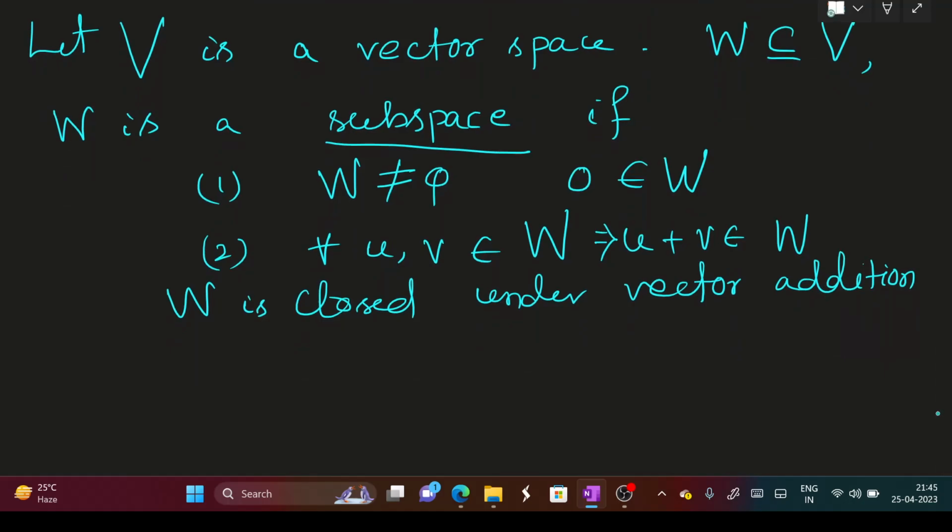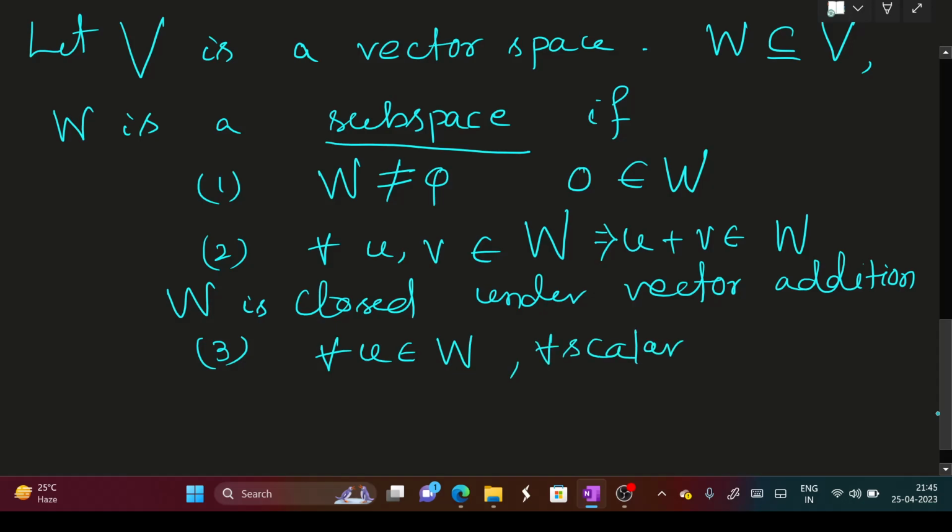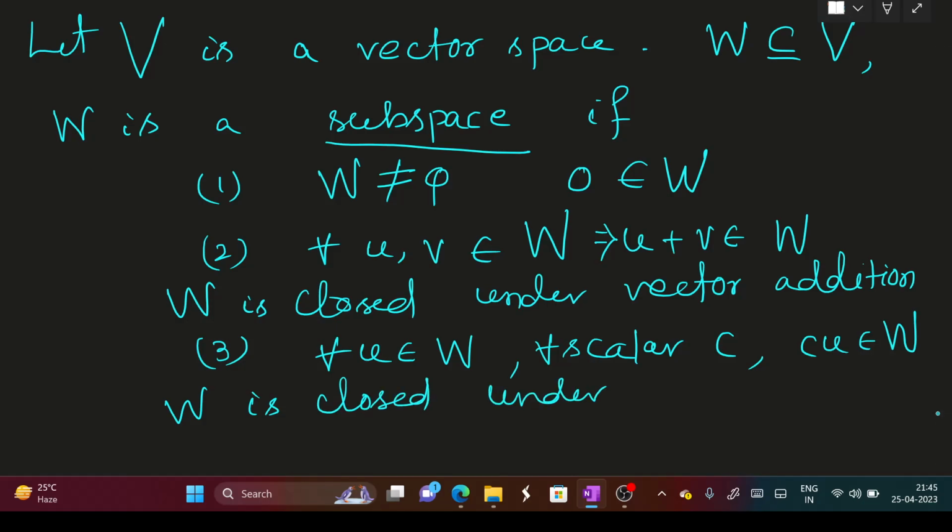Similarly, the third property is: for any U belonging to W and for all scalars C, Cu belongs to W. That means W is closed under scalar multiplication.